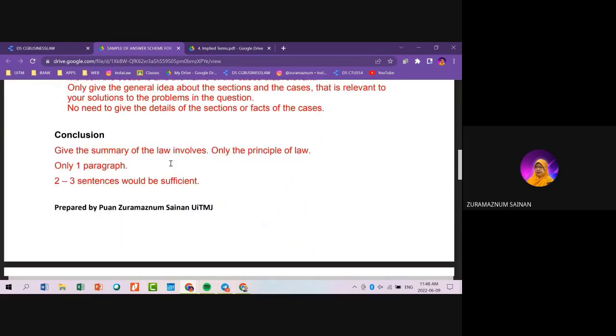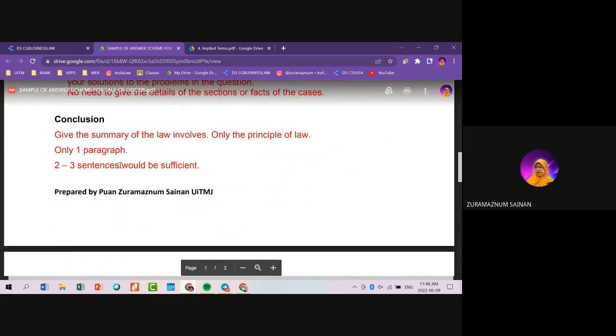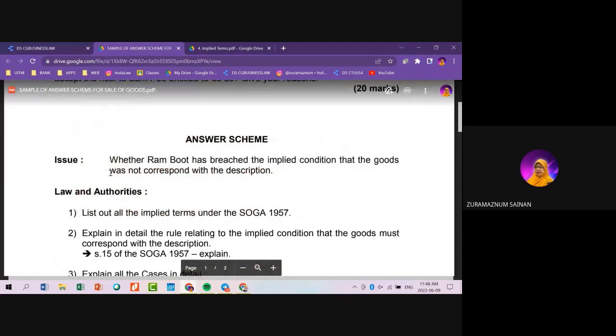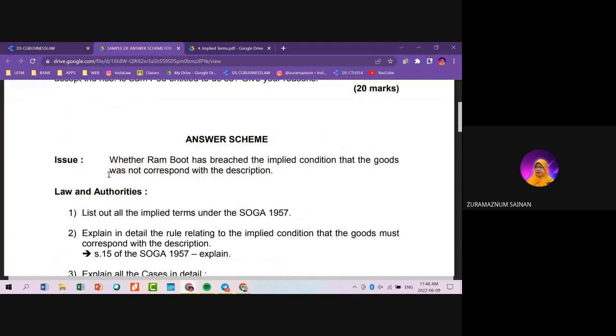Okay, lepas tu conclusion. Ni tadi conclusion saya dah bagi dah. Cara nak buat conclusion. Alright, itulah cara nak jawab case study for sale of goods. Macam tu jugalah caranya untuk topik-topik yang lain, transfer of title and remedies.